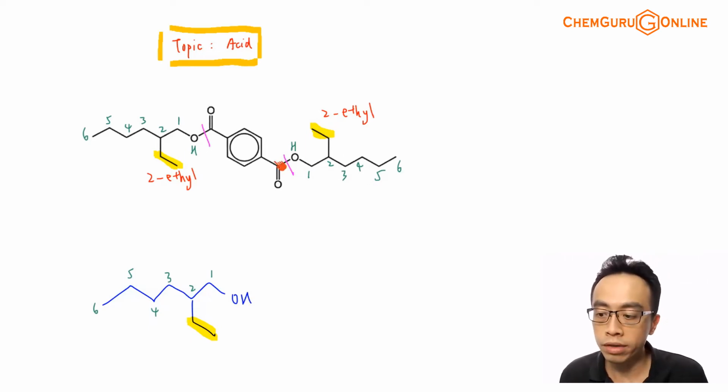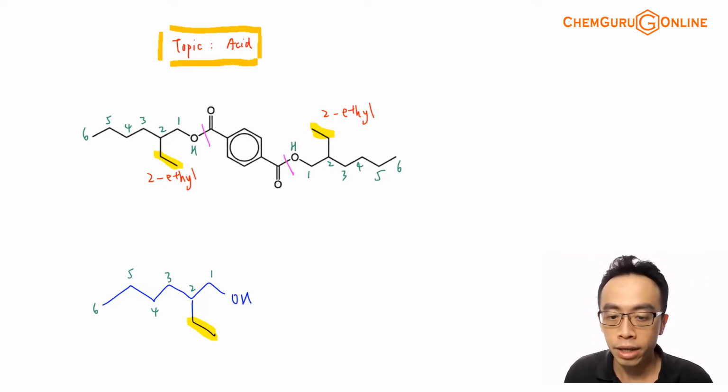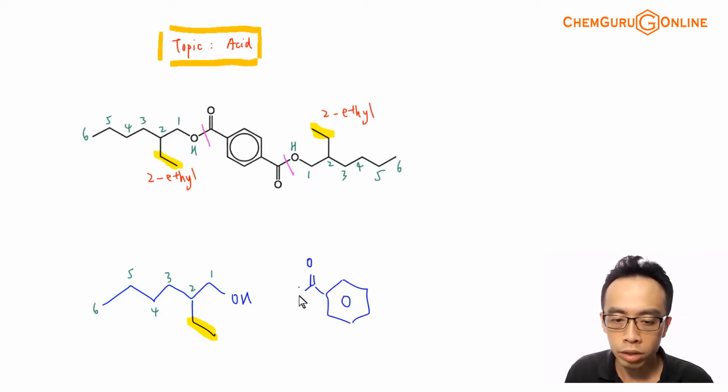So basically what I'll have is I'll end up with a diacid. So the diacid should look something like this. I have 2 benzoic acid. So this will be an acid group. And I'll also have another acid group here.